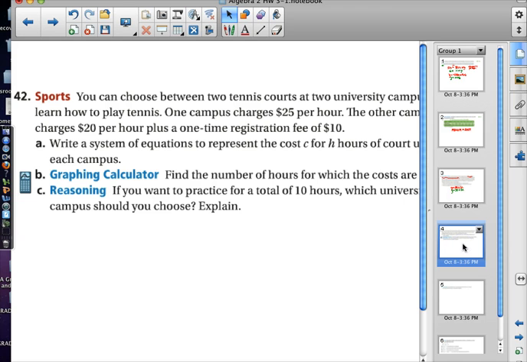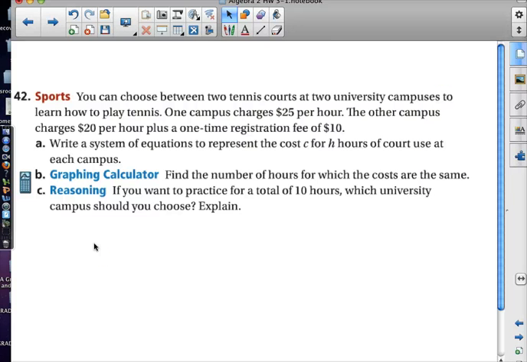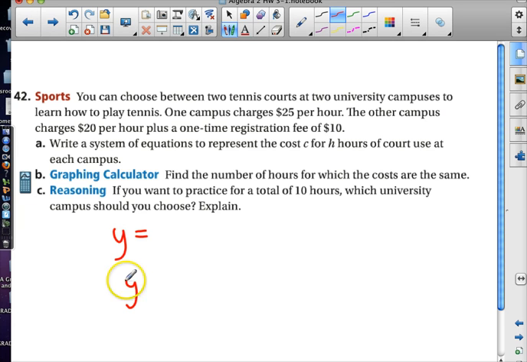Number 42 says you can choose between 2 tennis courts at 2 university campuses to learn how to play tennis. One campus charges $25 per hour. The other charges $20 per hour plus a one-time registration fee of $10. So we have 2 campuses here, and we're looking for totals at both of those.